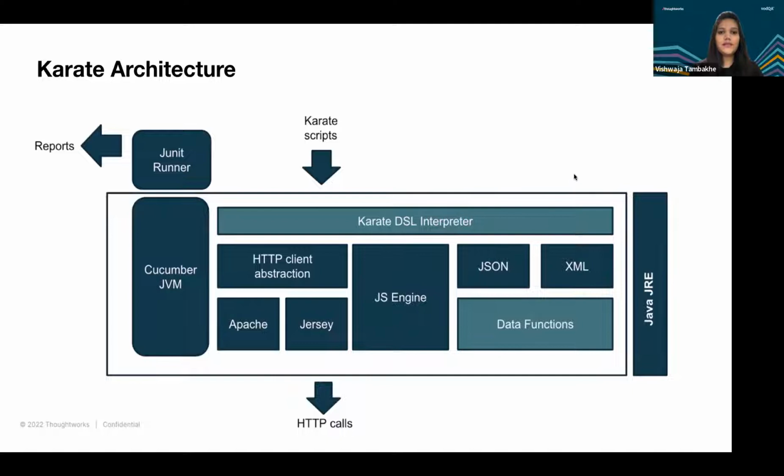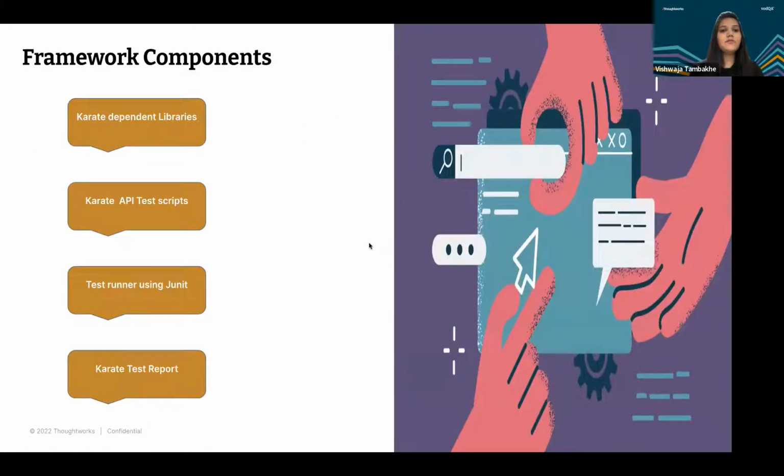So let's move on to the next slide. These are some framework components. First, the Karate dependent libraries: while writing the script, we have to import some libraries. After that, the Karate API test scripts: we have to write some API scripts. Then the test runner using JUnit: we have to import the JUnit library to execute our script. Once our script is executed successfully, a report will be generated showing how many test cases passed and failed. So let's see.